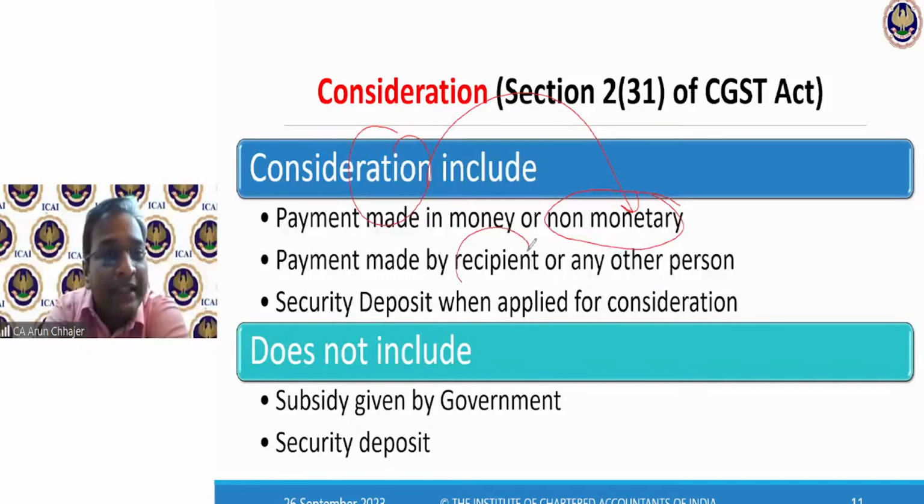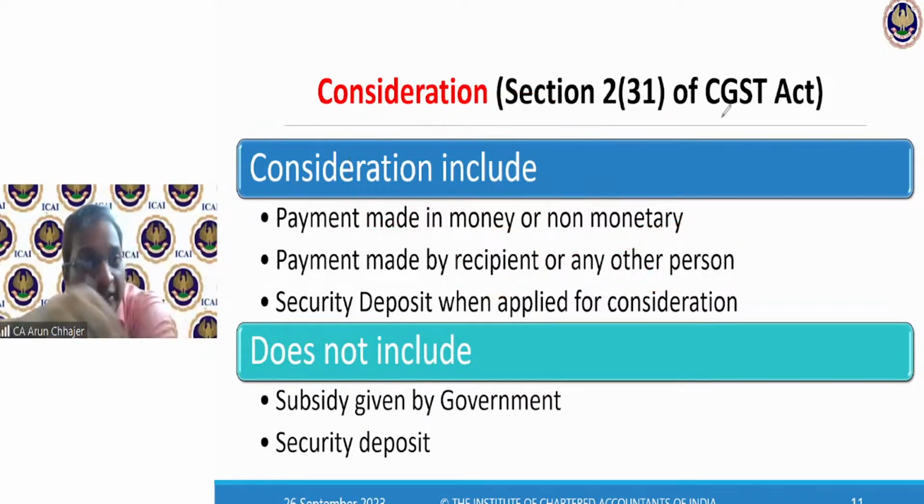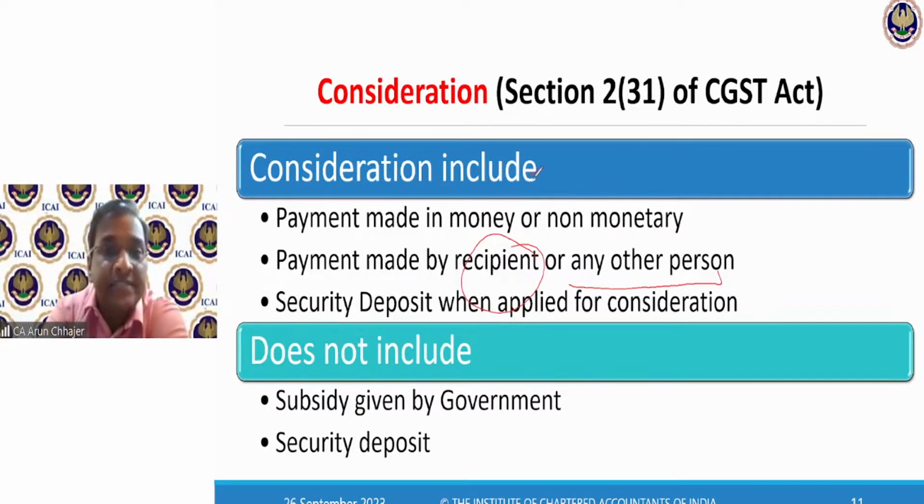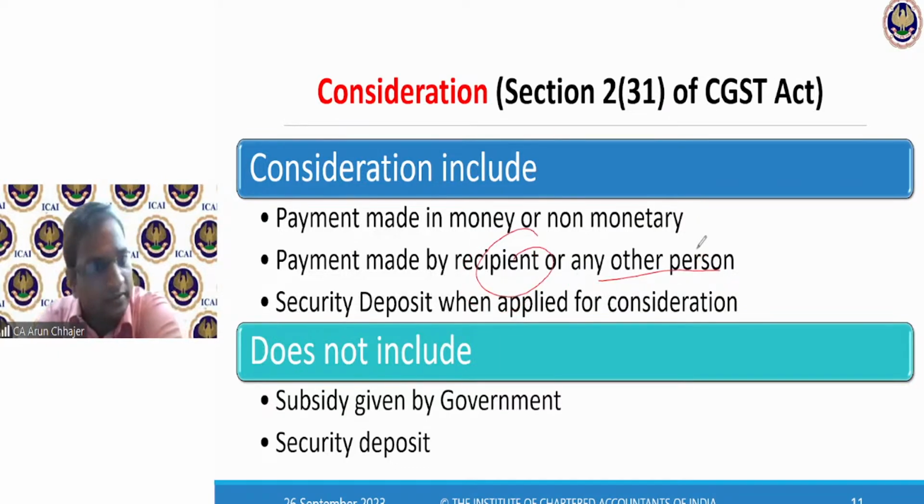Payment made by the recipient or any other person. So let's say I am providing the teaching to you, but your parents have given the fees to me, or your institute has given the fees to me. It means I am providing the service to the recipient, but the amount has been paid by any other person. Sometimes payment is made by another person on behalf of the recipient.